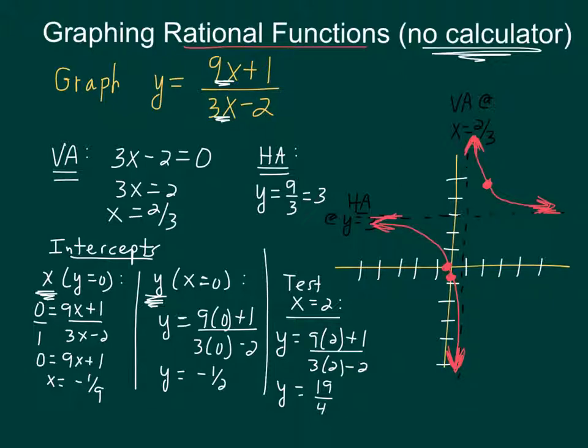So what do we do here to recap? We found the VA, we found the HA, we found our intercepts. To find an x-intercept, put a 0 in for y. To find a y-intercept, put a 0 in for x. And then you may want to plug in and find a point or two, which we're calling a test point, to just get a feel for where the curve is going to be passing through. So that is your process for graphing these functions.